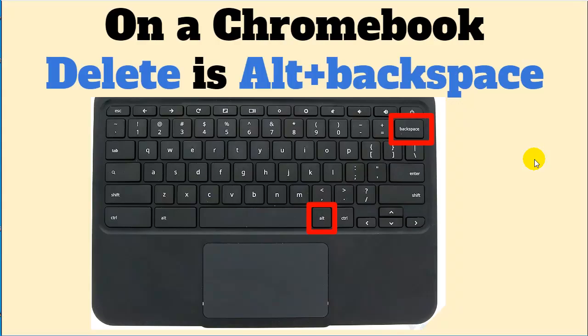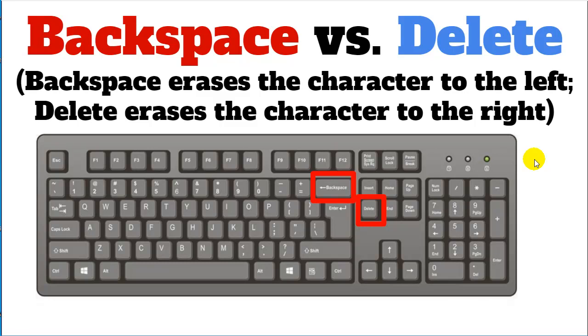On a Chromebook, there is no delete key. Delete is Alt plus backspace. Hold down the Alt and tap the backspace. The backspace key erases the character to the left. The delete key erases the character to the right.